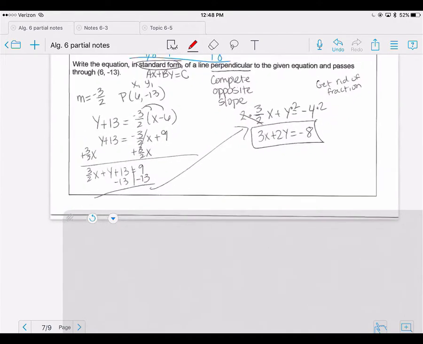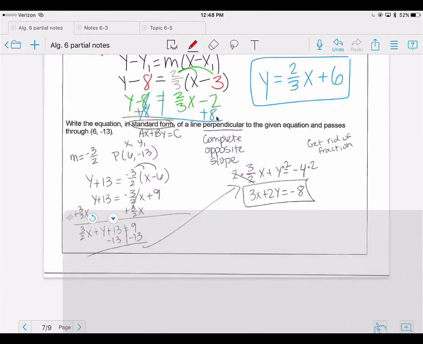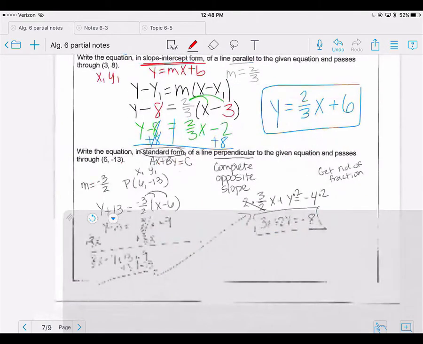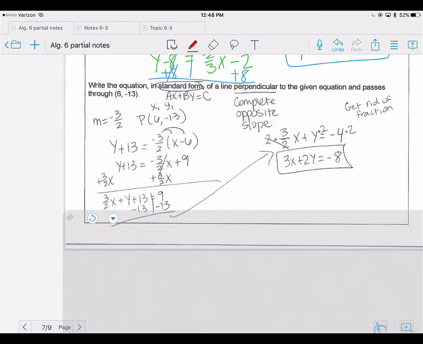Now, for the bottom one, this one's a lot more complicated because not only do they want it to be perpendicular, but they also want it in standard form. So standard form, I reminded you, is ax plus by equals c. Perpendicular is the complete opposite slope. So up at the top, we had a positive 2/3 as our slope. Perpendicular would mean it is negative 3/2. We flip it and make it the opposite.